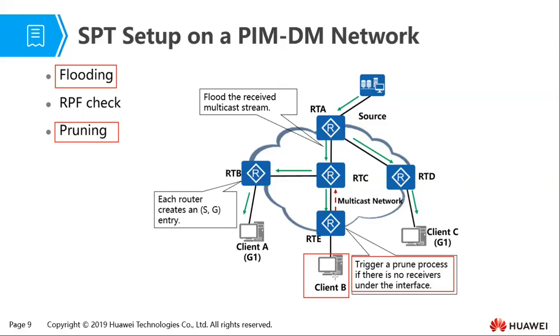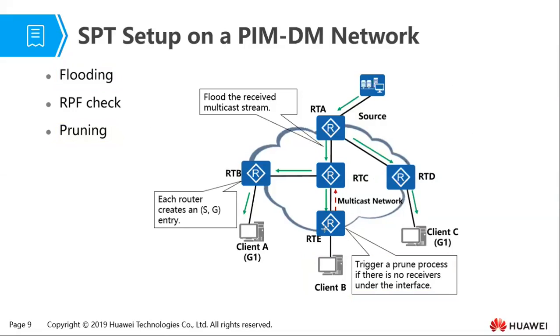As we saw in IGMP, client B will simply send a report message to RTE. Then RTE will send a message to the upstream router, which is RTC, telling RTC that, hey, I do not have anyone in my network who requires this multicast packet. And therefore, RTC will delete the downstream interface from this multicast group. Therefore, it's not going to forward multicast packets anymore in this direction to this router RTE. So that is what you call pruning.